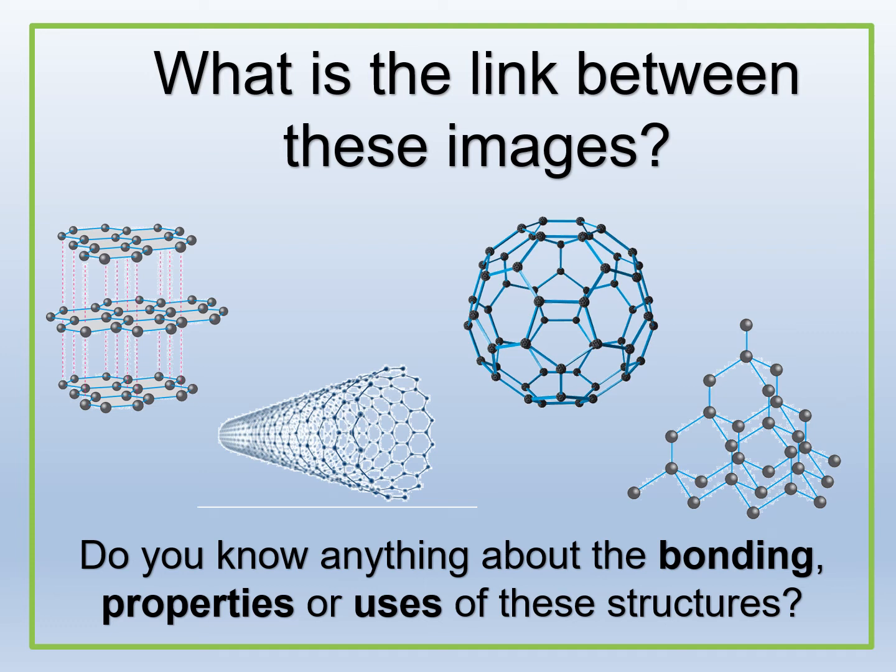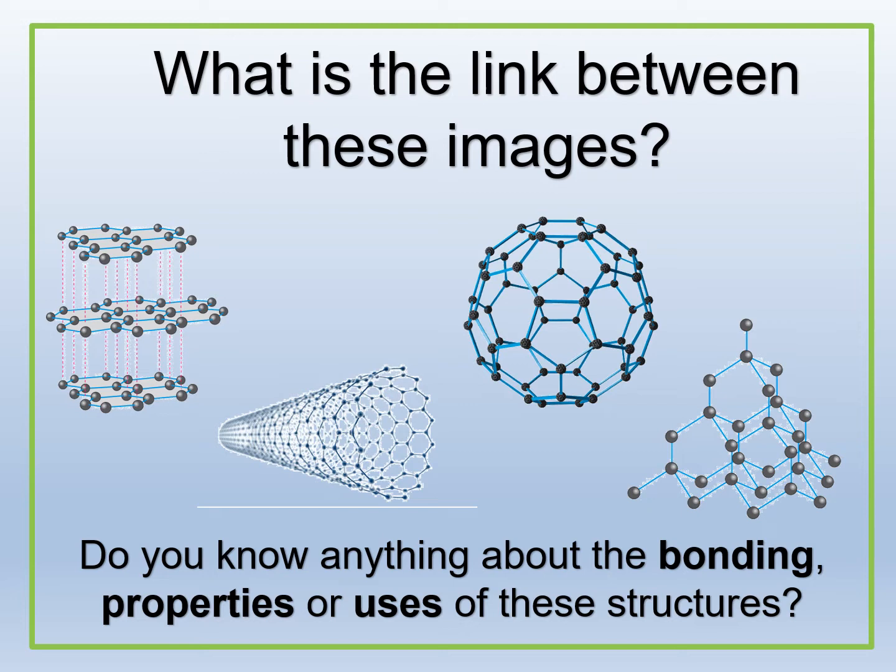Hi, so we're going to look at allotropes today. If we look at these pictures, what do they have in common? Well, these are all allotropes of carbon. They're all covalently bonded, but they are bonded in slightly different ways.